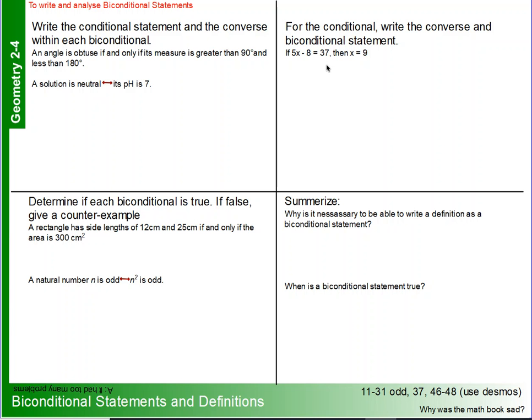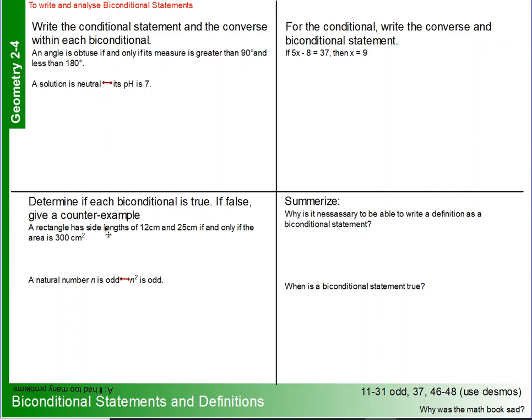All right, so let's go for the converse. If x equals 9, then 5x minus 8 must equal 37. So we start with the end, and end with the beginning. So our biconditional statement would be, 5x minus 8 equals 37 if and only if x equals 9. Fairly straightforward.